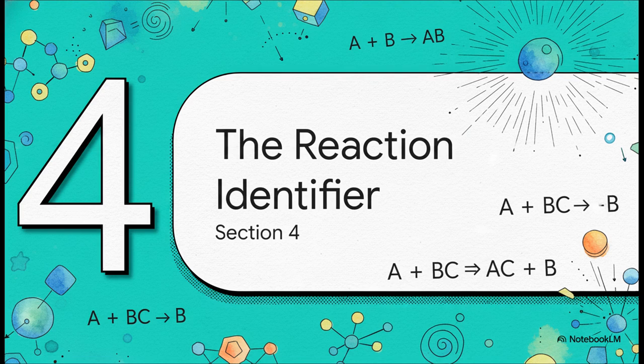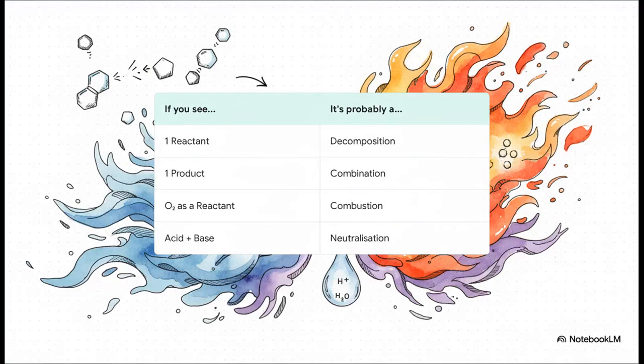All right, for our last section here, I want to give you a practical tool, a quick cheat sheet that will turn you into a reaction identifier yourself. You can actually learn to spot these patterns just by looking at a chemical equation. It's easier than you think. This little guide gives you the clues.